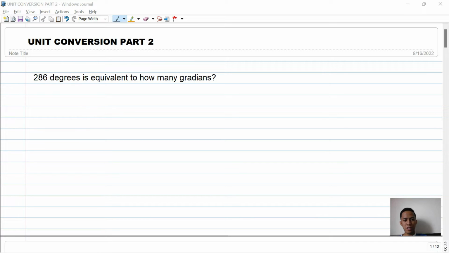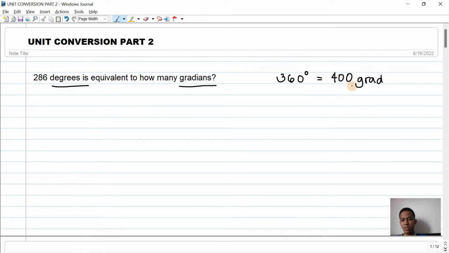So 286 degrees is equivalent to how many gradients? Okay, so this is basically an angle conversion. So we have a unit here, degrees, and another unit which is gradients. Okay, so ang conversion natin guys for that angle is that 360 degrees is equal to 400 gradients. Okay, so that is your conversion.